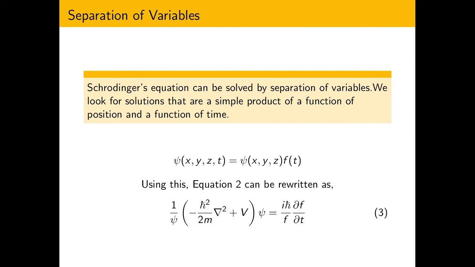Okay, so now we're going to separate the variables, as a function of position and a function of time. So here we put psi of x, y, z times f of t, separating position variables and the time variable. So the Schrodinger's time-dependent equation can be written as follows: 1 by psi into minus h-cross squared by 2m del squared plus V into psi, which is equal to i h-cross by f dou f by dou t. Next slide.